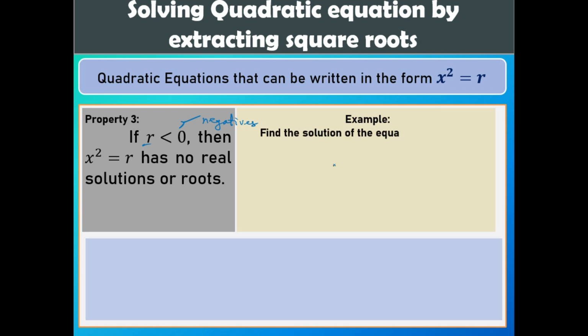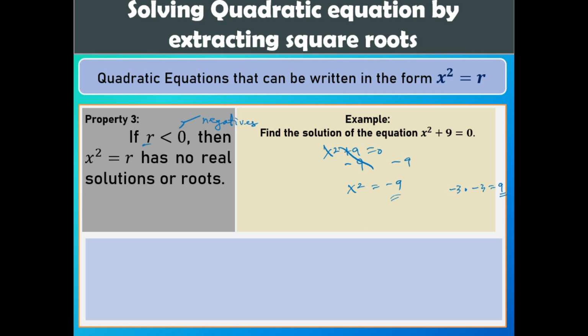For example, find the solution of the equation x squared plus 9 equals 0. So, transform muna natin into x squared equals r. So, subtract natin both sides by 9. So, cancel na to. X squared equals negative 9. Since yung negative 9 natin, less than 0 siya, and you cannot find any number multiplied by itself equals negative 9. So, pag negative 3 times negative 3, it will give us positive 9, right? So, hindi negative 9.